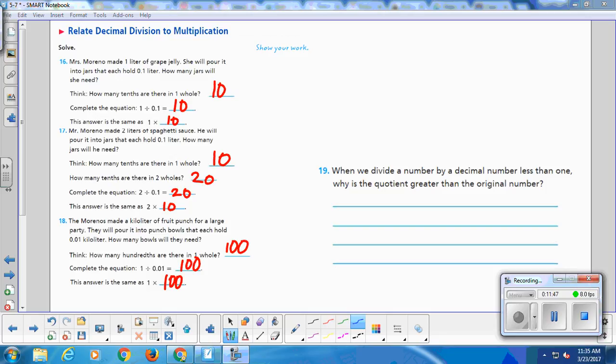Okay, we're going to do something. So, for the big finale of the day, when we divide a number by a decimal number less than 1, because a tenth, a hundredth, and a thousandth are all smaller than 1. Think dimes, pennies, and pieces of pennies. Those are all smaller than a $1 bill, right? Why is our quotient, our answer, for example here, greater?